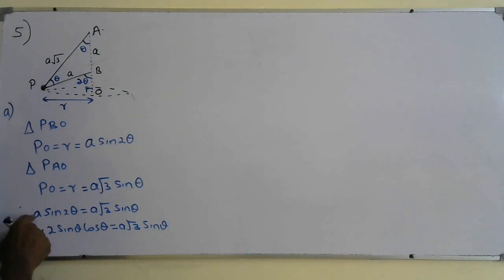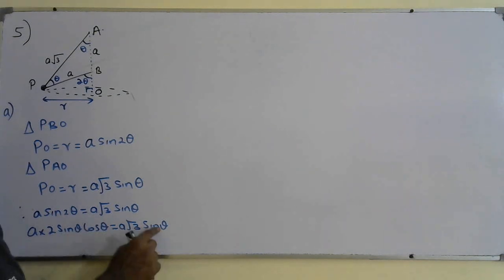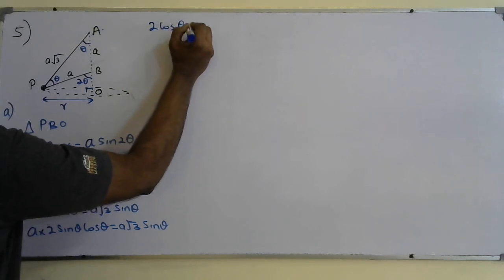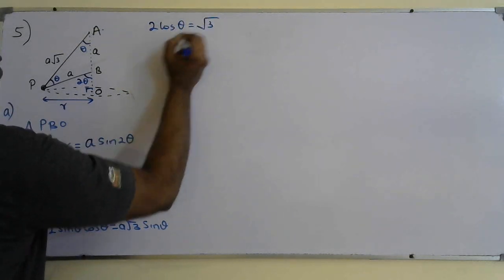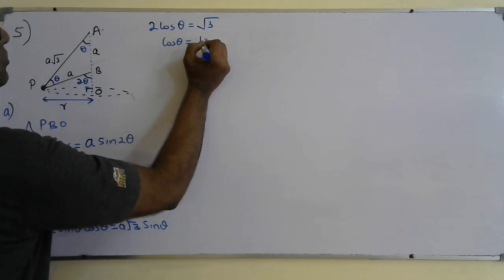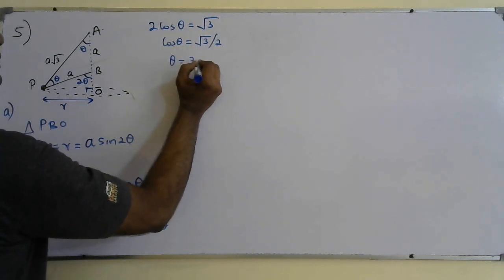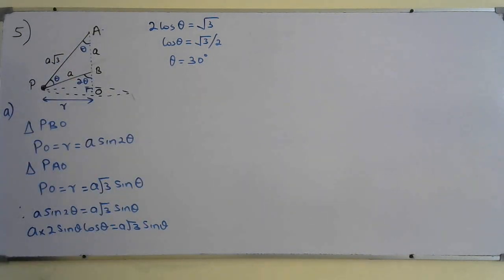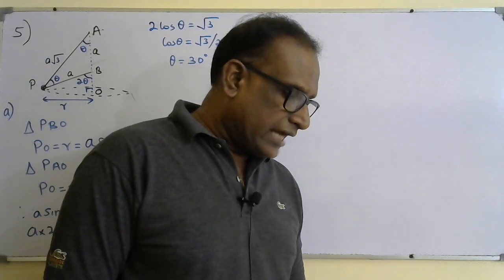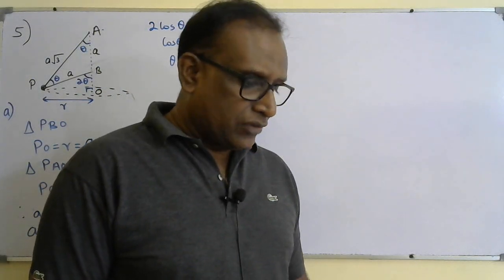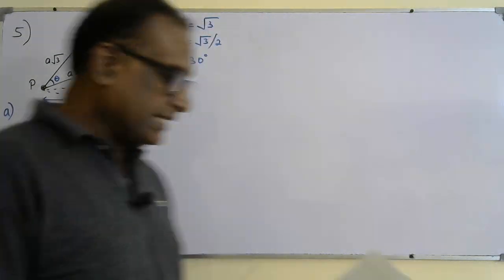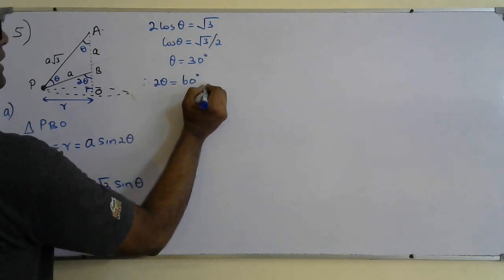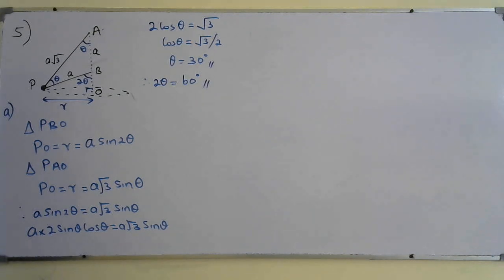a and a will get cancelled. Here also I could have cancelled a, but it's okay. Sine theta will get cancelled. So remaining 2 cos theta equals root 3. So cos theta equals root 3 by 2. So find theta, that will be 30 degrees. So theta means the string PA will make an angle 30 degrees with the vertical. So show that the upper string makes an angle 30 degrees with the downward vertical, and the lower string makes 60 degrees. So we know that for the lower string PB, 2 theta equals 60 degrees. So we found both in the first part.